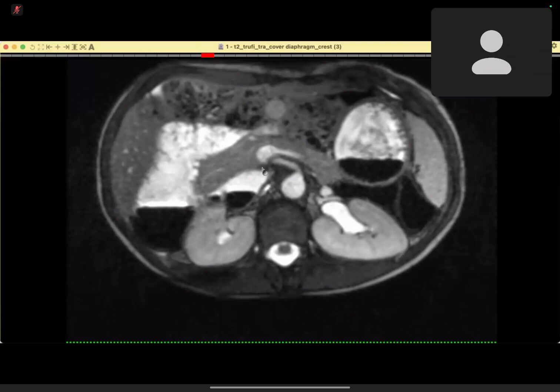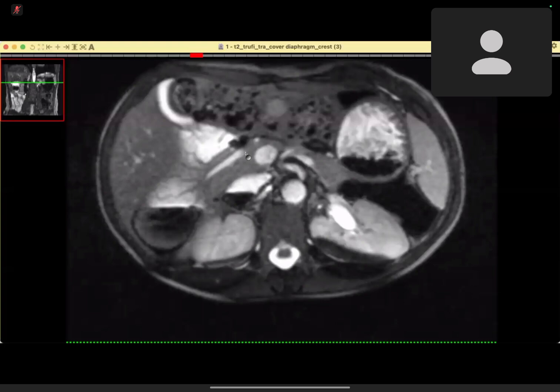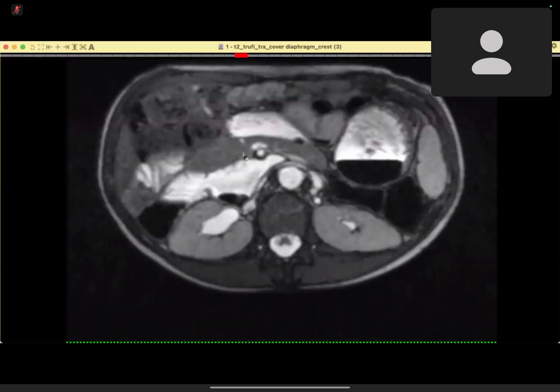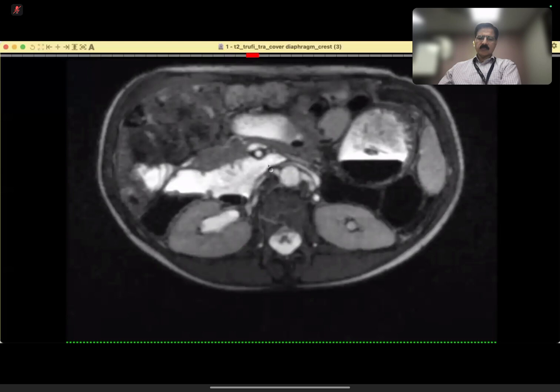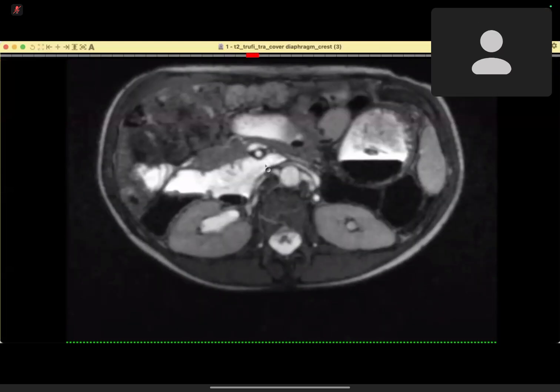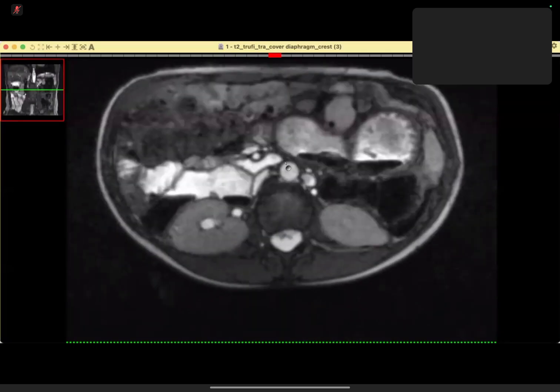Let me give you back the mouse. You don't move the mouse. Okay. I'm moving. What is this structure? This is the pancreas. What is this? The duodenum. Which part of the duodenum? Third part of the duodenum.